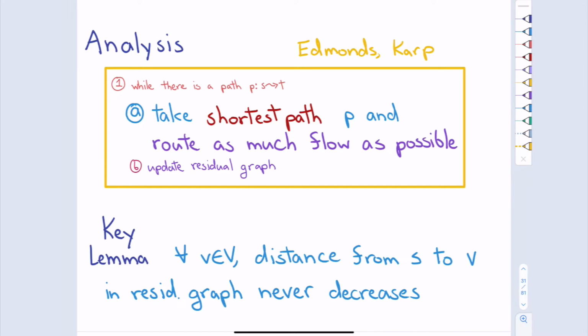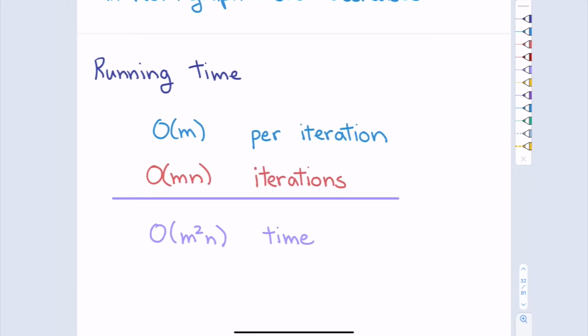Okay, so that gave us an m²n algorithm where the running time is independent of the capacities, independent of the size of the flow, a strongly polynomial running time.